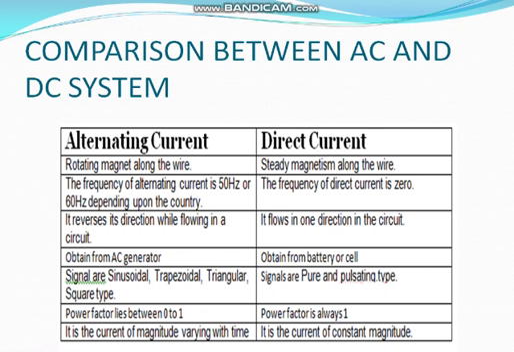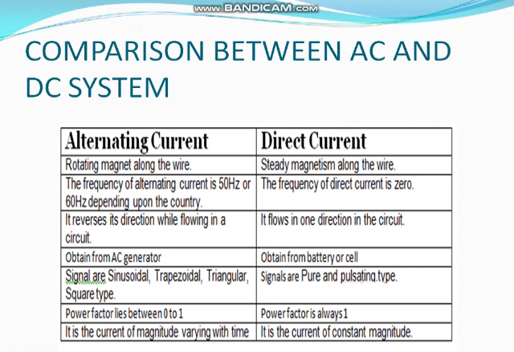And the magnitude of AC current varies with time, it has several values. These are instantaneous values, but in case of DC, the current is of constant magnitude in a circuit.